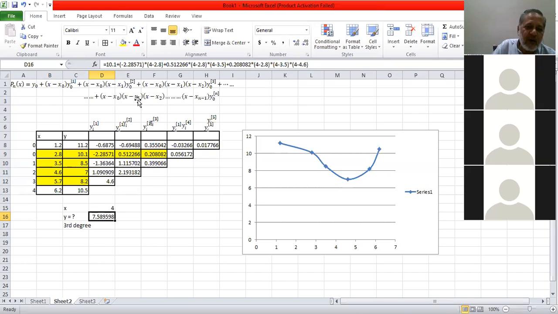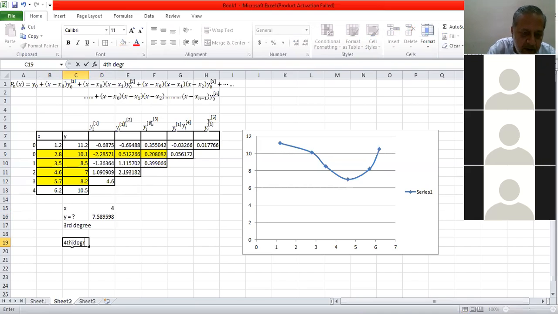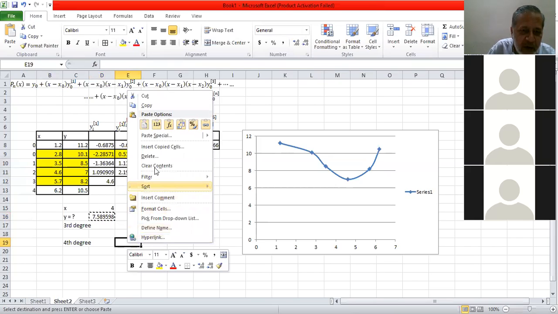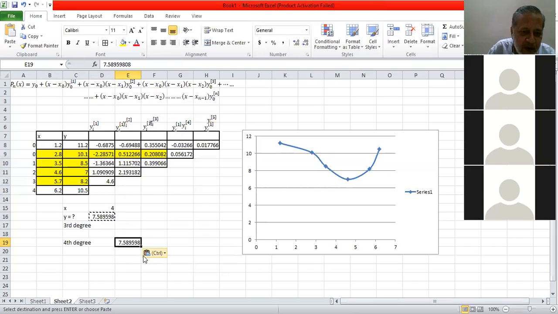In this way, this formula is used. And what if I consider fourth degree? Advantage of this formula is that मेरे पास थर्ड डिग्री रिजल्ट आ चुका. इस थर्ड डिग्री रिजल्ट को मैं एज इट इज पेश कर दूं नंबर को.